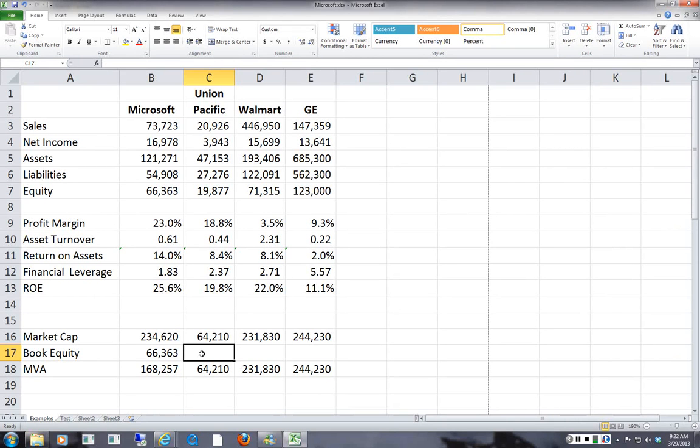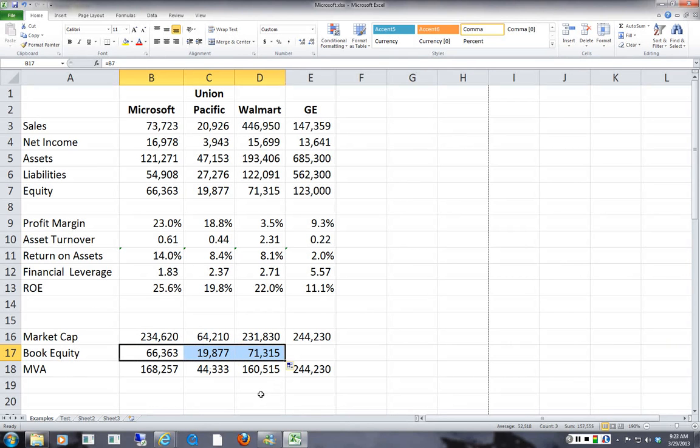Now, we look at Union Pacific. They are $64,210,000,000. Now, let's just see what their MVA is. You take that $19,877,000,000 and you compare it with the $64,210,000,000, and you see Union Pacific Railroad has an MVA of $44,330,000,000. Let's take a look at Walmart.